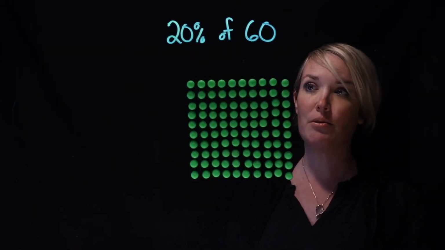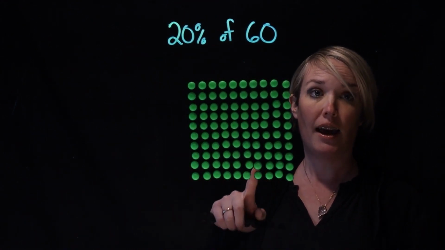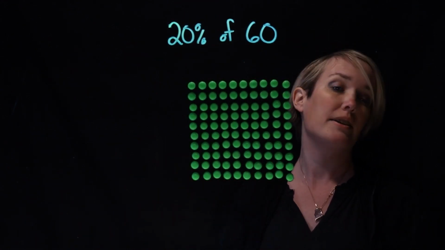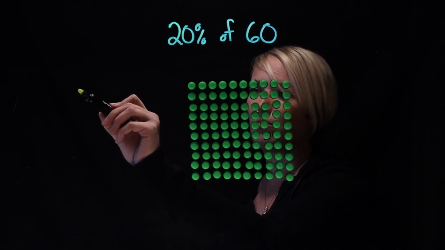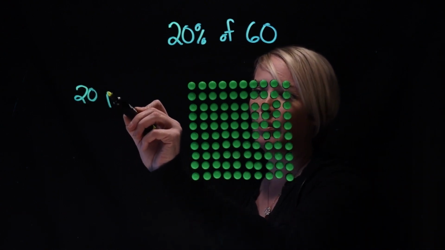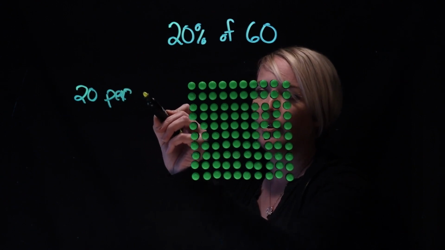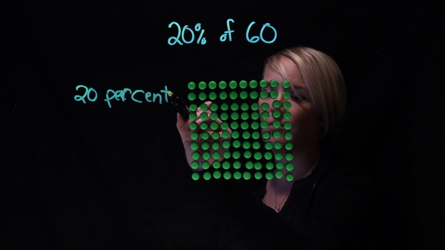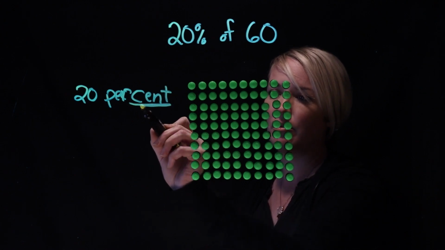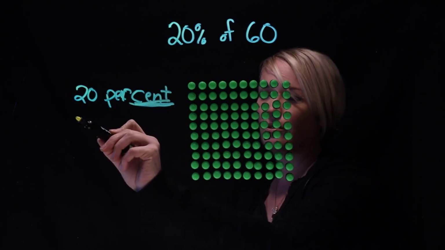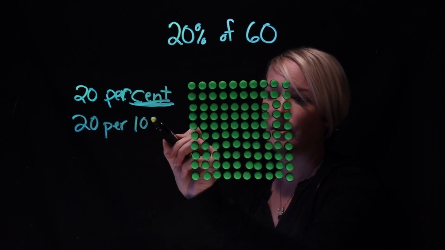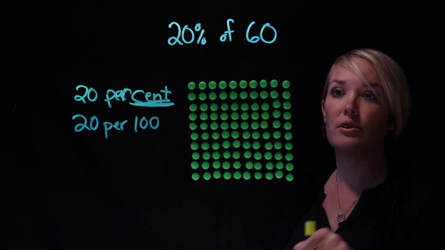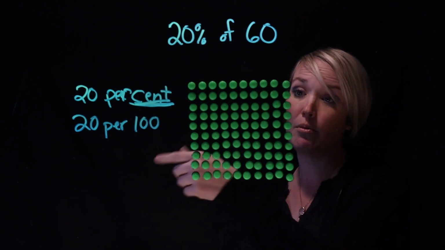Hi math learners, today we're doing 20% of 60 and Jerome has a really good idea that I'm going to share with you today. So he told me to actually write down 20%. And what he said is this actually means 100 cents, and so he said 20 per 100. So here I have 100 things, and I'm going to show you what 20 per 100 looks like.